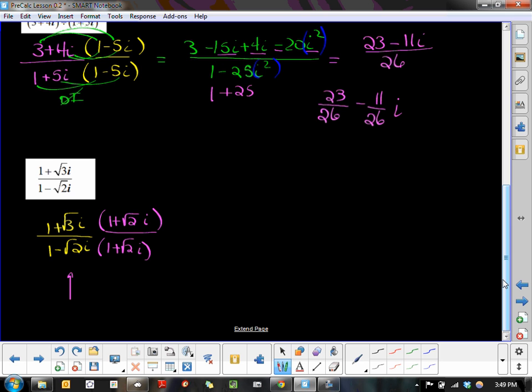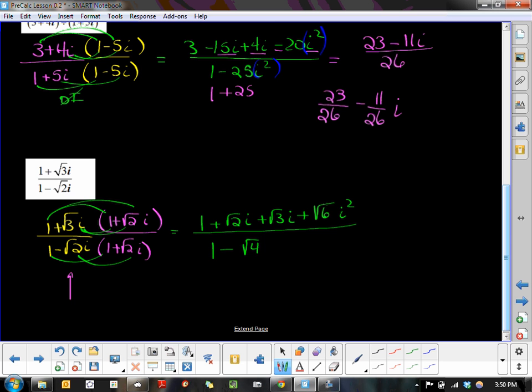Use our FOIL or double distributive property. We've got 1, and then we've got plus the square root of 2i. Then we have our innermost, plus the square root of 3i. And our last, we've got the square root of 3 times the square root of 2, which is the square root of 6, and i times i is i squared, over our conjugate, which will be the first and the last, 1 minus the square root of 4 i squared.